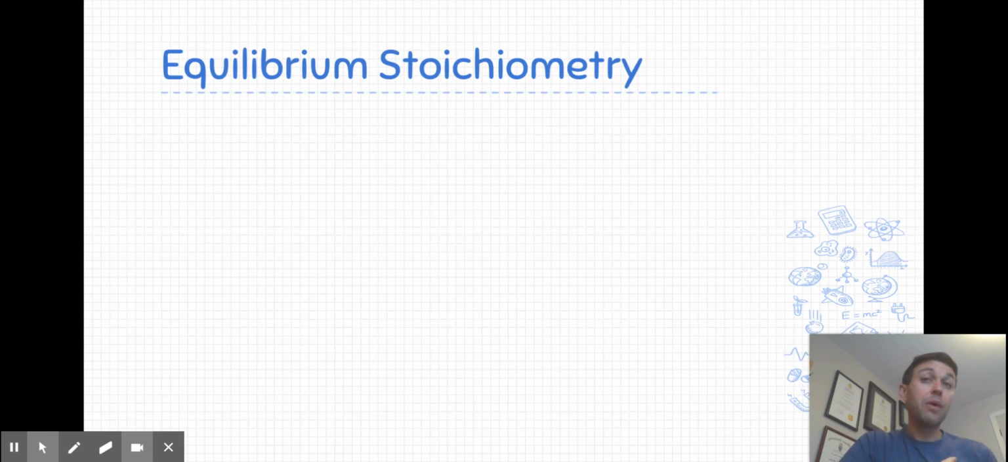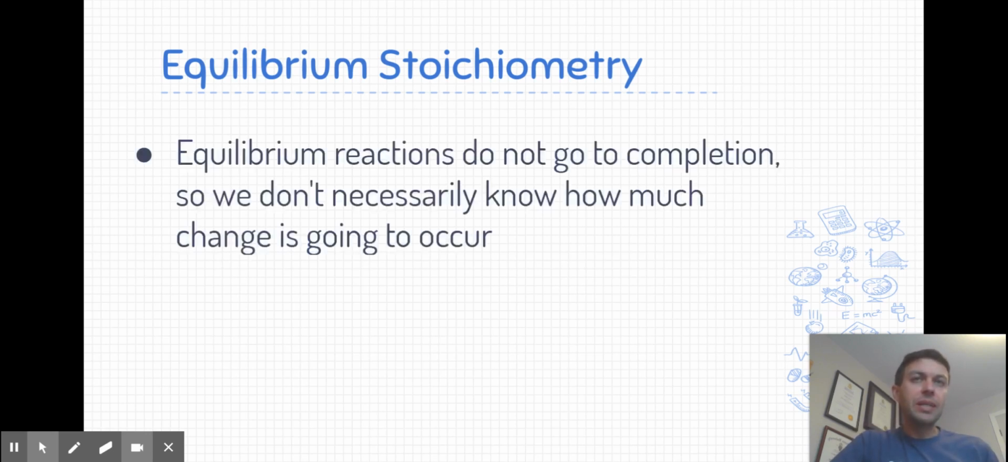So far, we've talked about how equilibrium systems change in predictable ways. Now, it's not that they just change in predictable ways. They change in predictable quantitative ways, in that we can figure out precise measurements of systems at equilibrium given a certain amount of initial information. The difference between equilibrium stoichiometry and regular quantitative stoichiometry when reactions go to completion is that for an equilibrium system, we don't necessarily know how much change is going to occur.